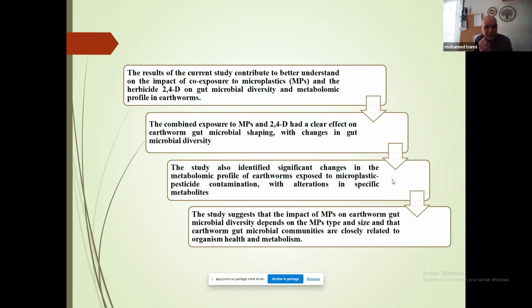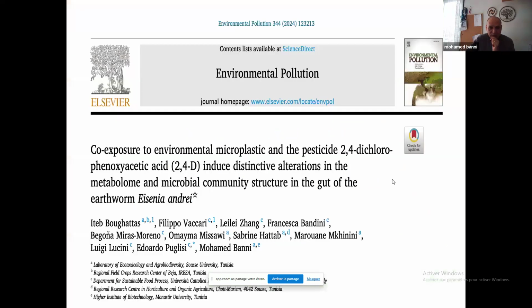So this is the last slide of this first part of the presentation, and I am also very glad to say that this work has recently, in January 2024, been accepted for publication in the Journal of Hazardous Materials, with an impact factor of 14.22. This has been published in Environmental Pollution, yes, with an impact factor of 10. No, the hazardous materials one will come after. So this is our fantastic work: co-exposure to environmental microplastic and the pesticide induces distinctive alteration in the metabolome and microbial community structure in the gut of the earthworm Eisenia andrei.